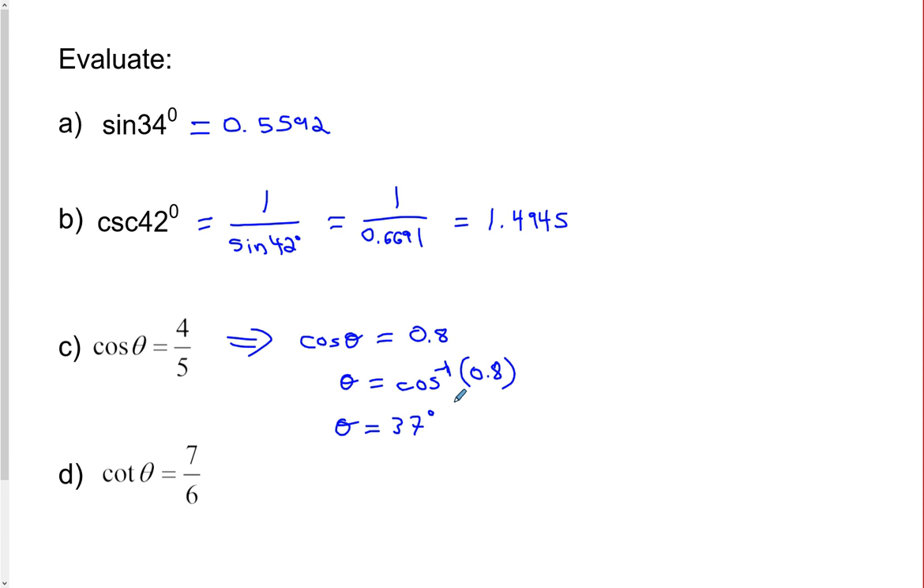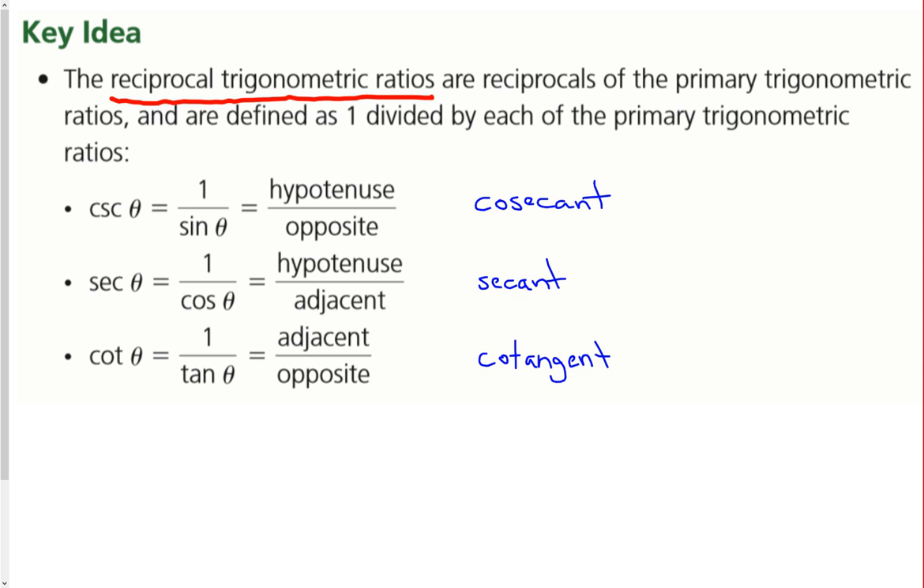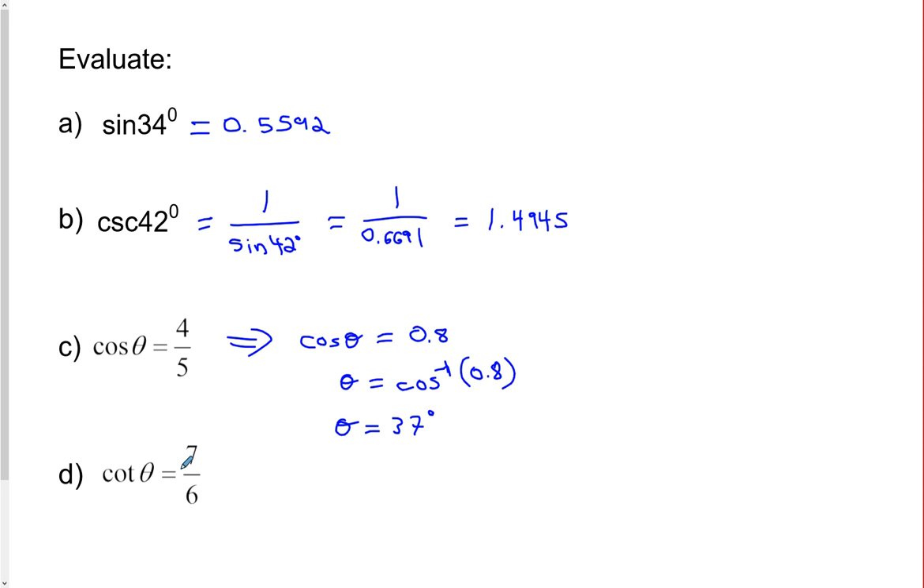So we've already been doing that. Hopefully that feels mostly comfortable. Now we've got cotangent theta is 7 over 6. Well, cotangent is just tangent flipped, right? If I go back to my previous page, I see that cotangent is 1 over tangent, or it's my adjacent over my opposite side. My adjacent is 7 and my opposite is 6. So if I just flip that, I should get back to tangent.